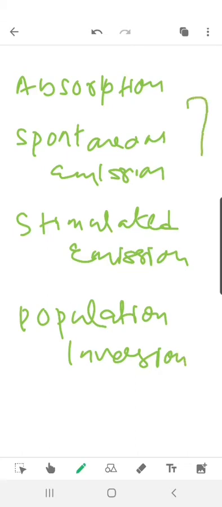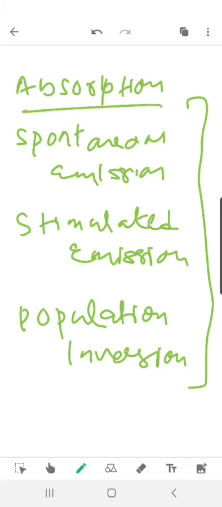So laser action is based upon these 4 principles. We will study that, we will try to understand them one by one. Simple topics are there. First of all we will talk about absorption.